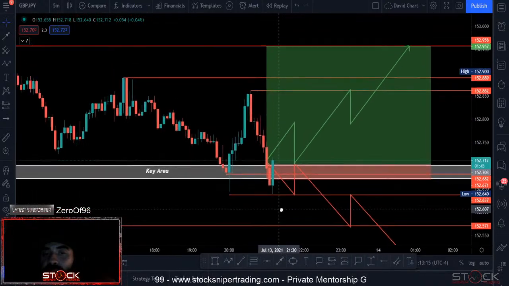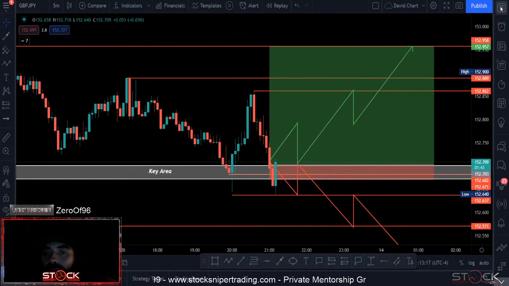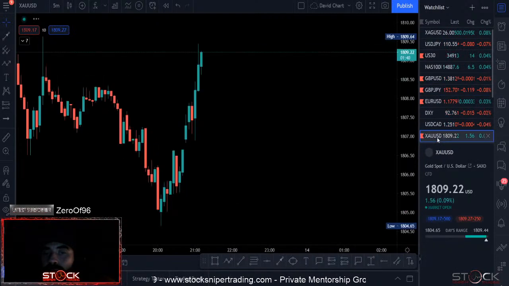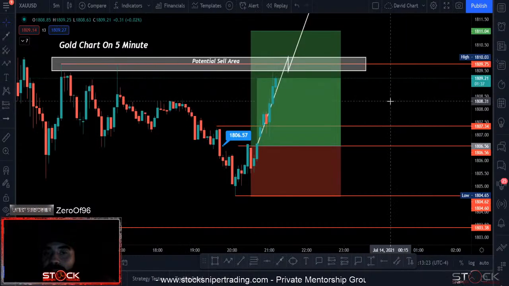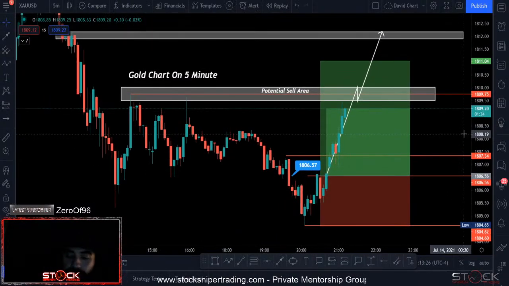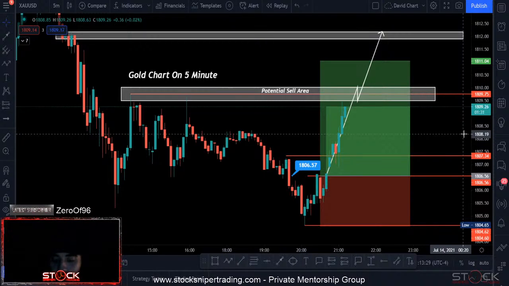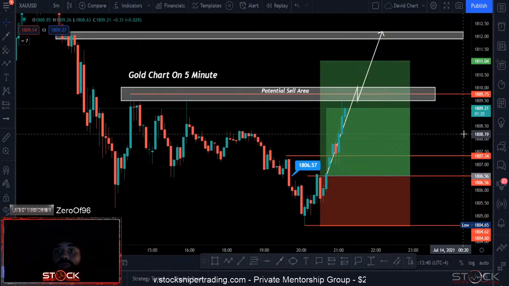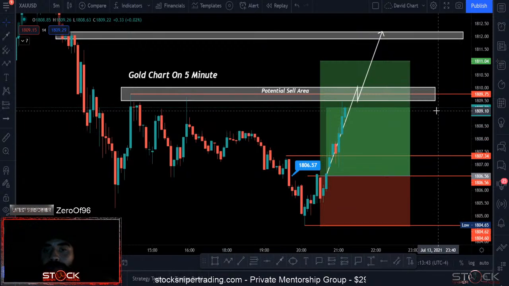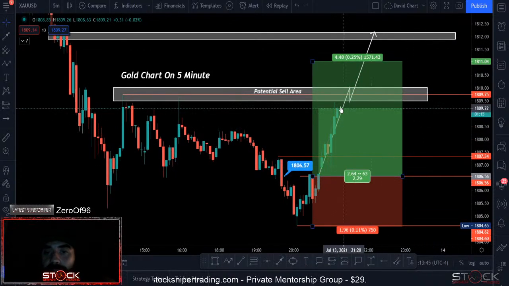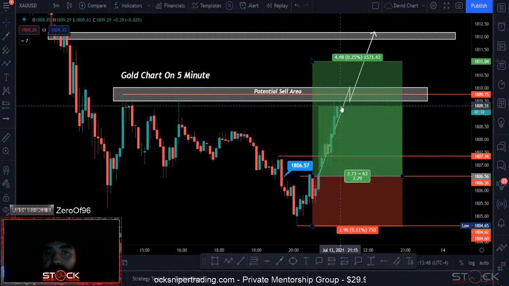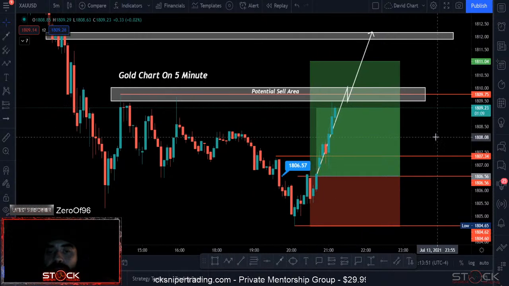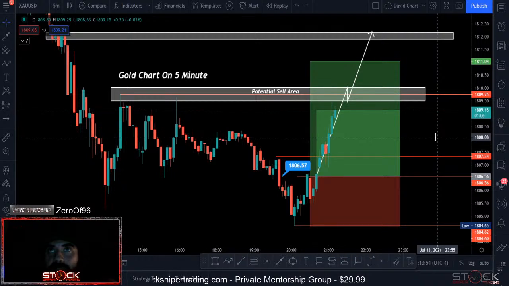Look at gold, guys. Nice. Okay, so let's just wait. If you're in the buy, like I said, you're up nice pips. We're coming to that key area here. It's happened there before. So now we just have to wait.